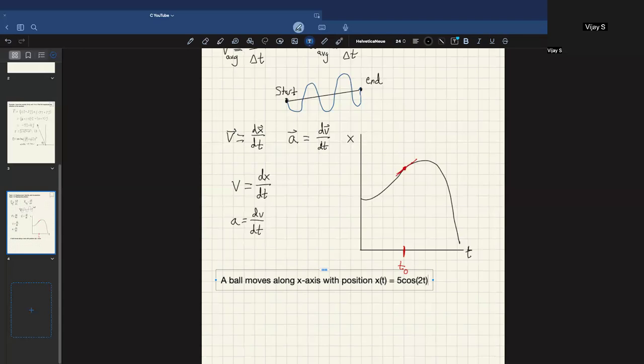Right? How is it doing that? I don't really care right now. This is just to show you the example as to how nice derivatives can actually be.